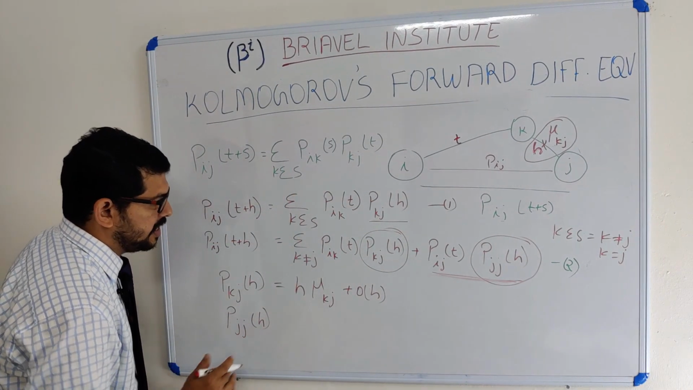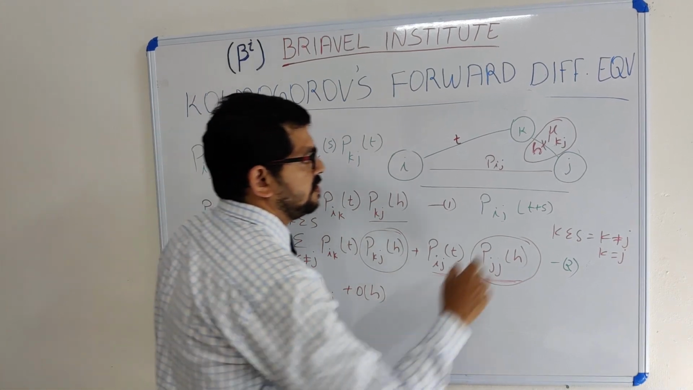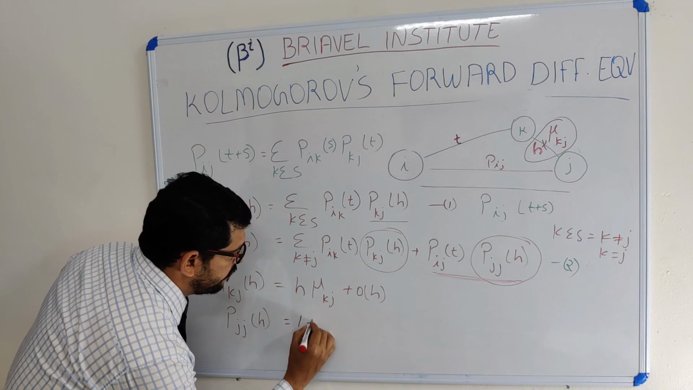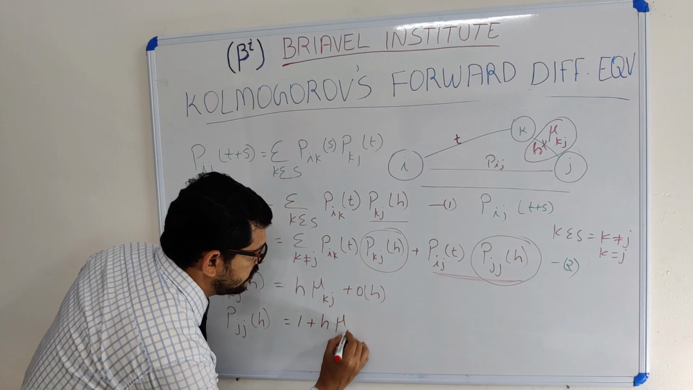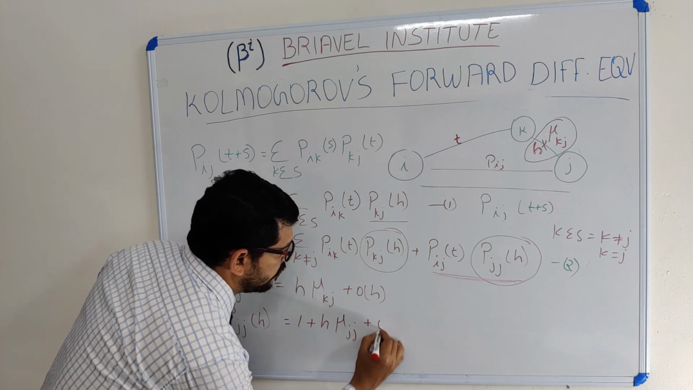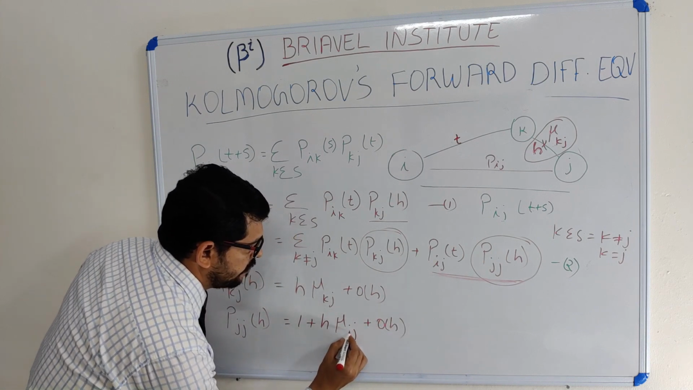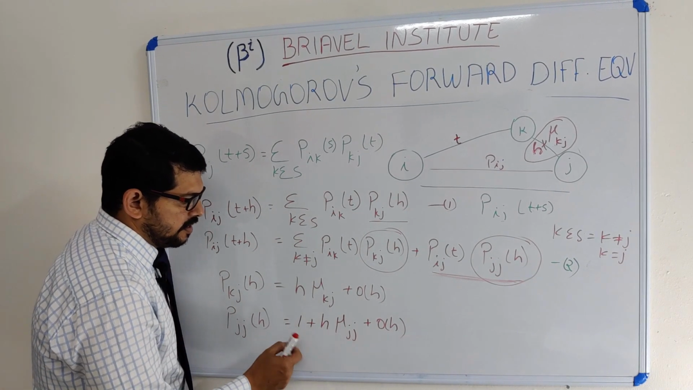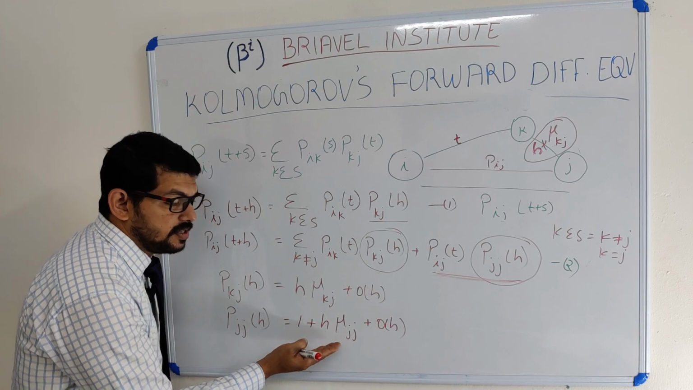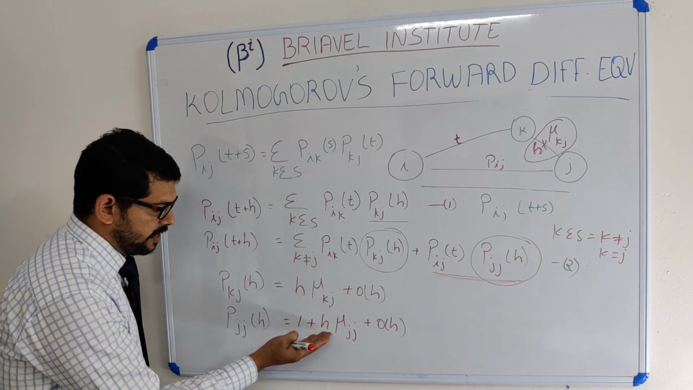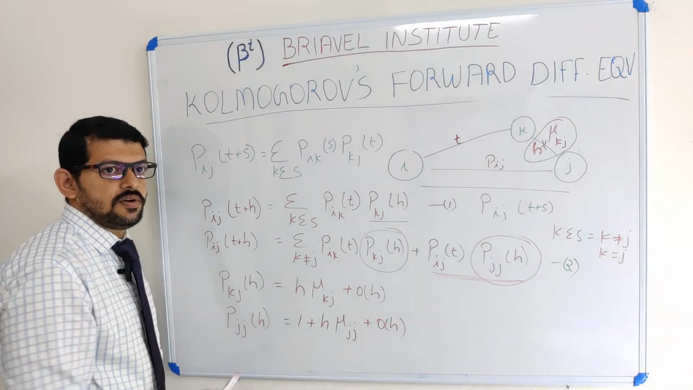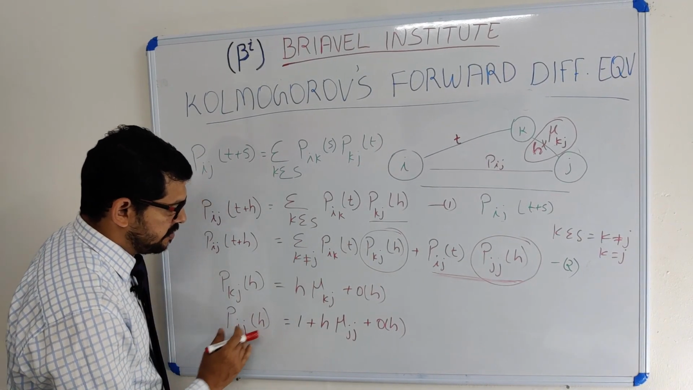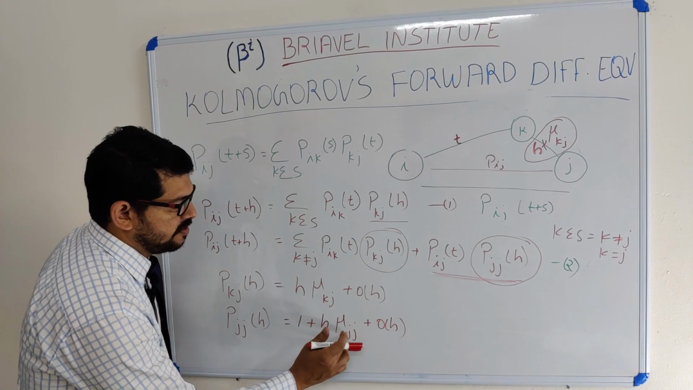Another one, P of jj h. What is P of jj h? We reached here and we are continuing here. So we can write P of jj h is 1 plus h into mu jj plus o(h). This one is from the generator matrix. You just check our videos on generator matrix. One more video is already uploaded. There we check how to get P of jj h is equal to 1 plus h into mu jj.